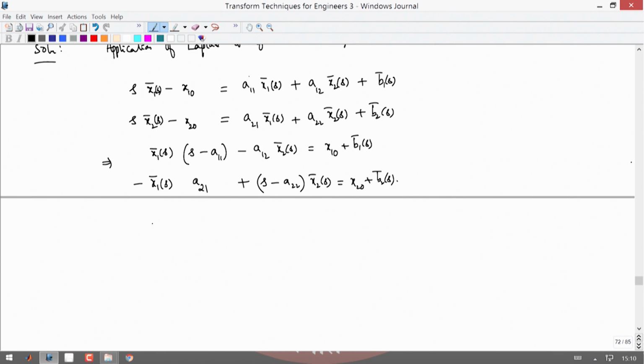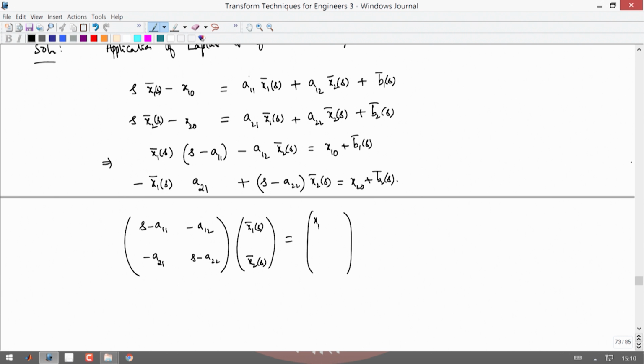So, this is the system matrix: s minus a11, minus a12, minus a21, s minus a22. And you have x1 bar of s and x2 bar of s, these are the unknowns, and this is the right-hand side that is known, that is x1(0) plus b1 bar of s.